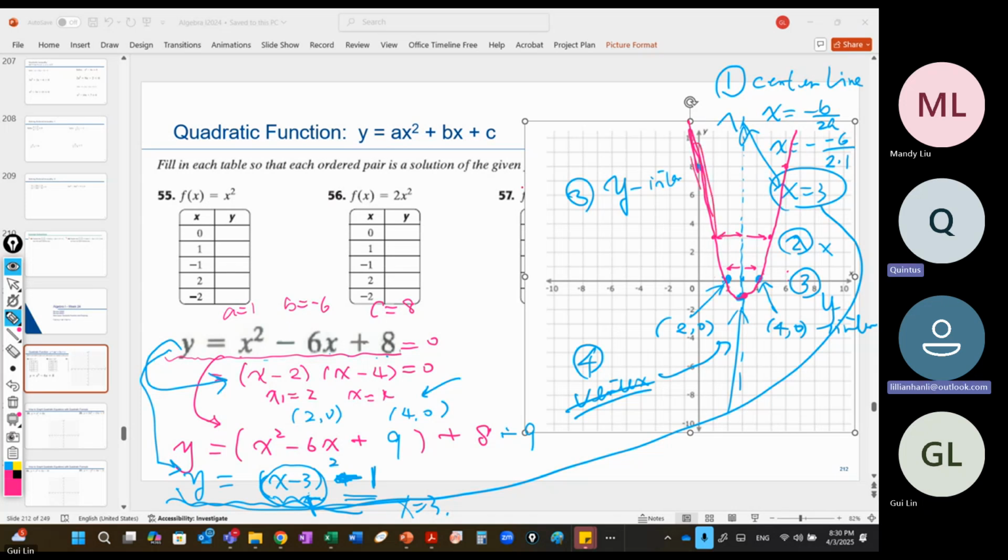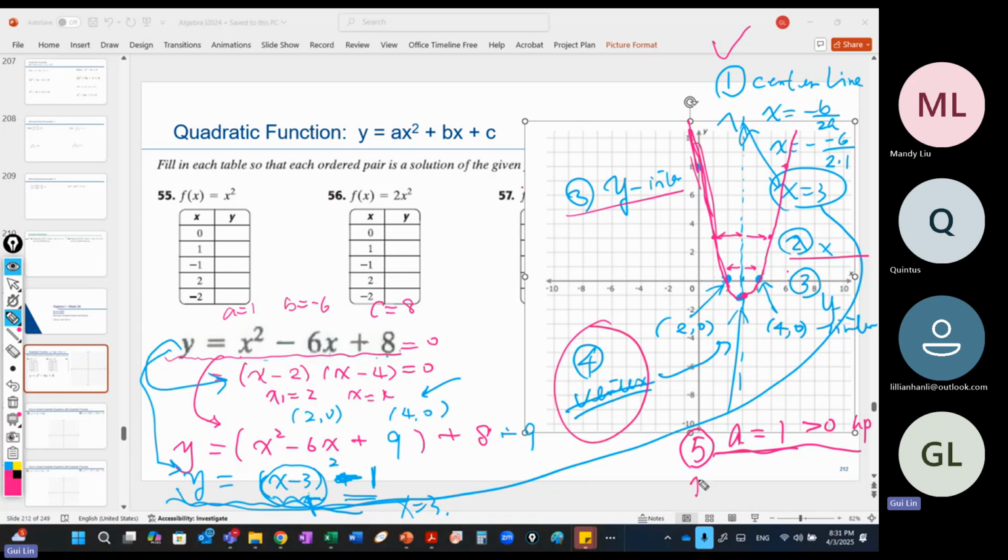All right, so let's go back to check number 5. What's the cup side? Up or down? Up. a equal 1, right? Greater than 0, so it's up. You find the 5 factors. Number 1, center line. Second, x-intercept. Number 3, y-intercept. Number 4, vertex. And number 5, find the mouth, we can call it cup mouth, open direction: up. When we do more, it will be down.